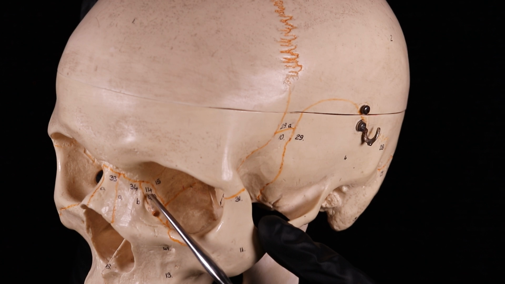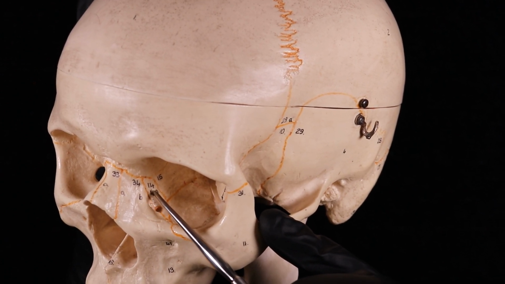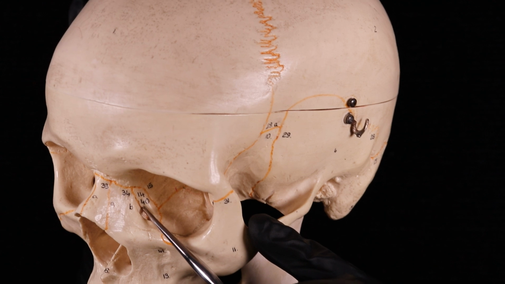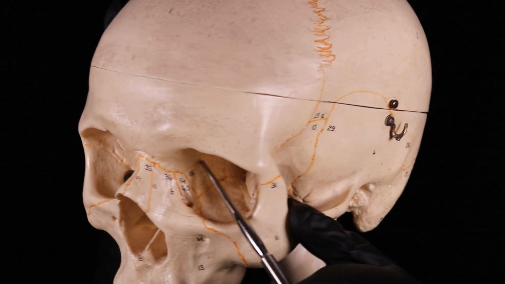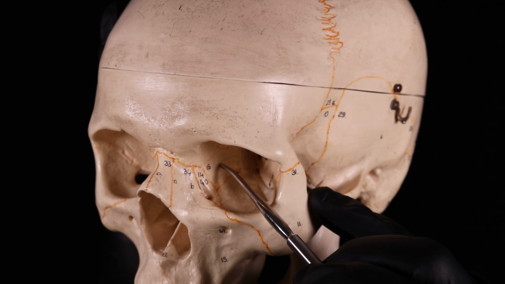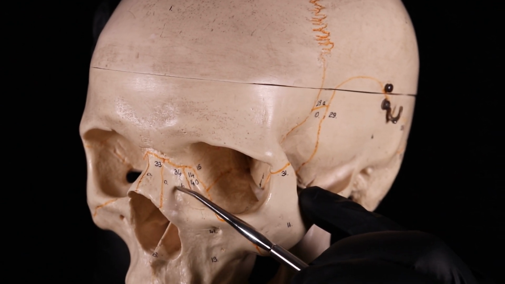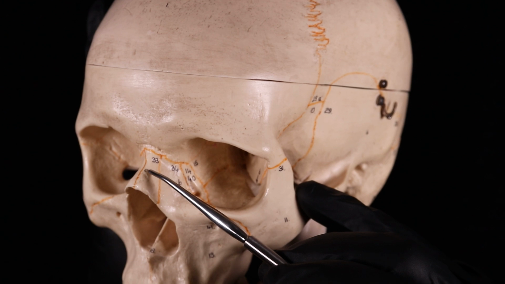And if we go posterior to the maxilla, we're going to see this small bone here known as the lacrimal bone. And then posterior to the lacrimal bone is this bone here, which is your ethmoid. This is the ethmoid. So ethmoid, lacrimal, maxilla, nasal.